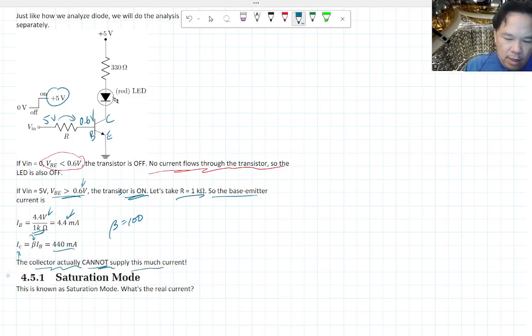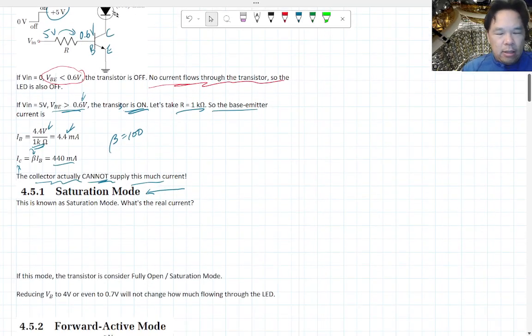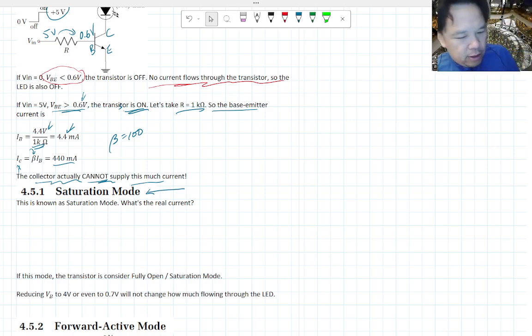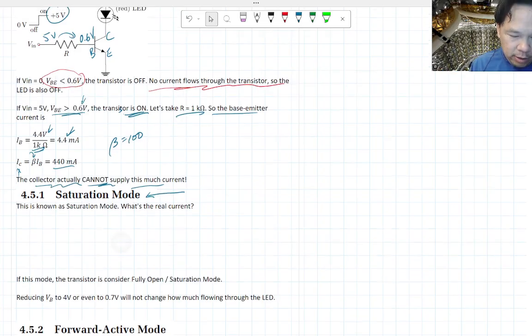In this case, the transistor is functioning in what's called saturation mode, where we're maxing out how much current it can output, and therefore we get the saturation current, not beta times IB. So what is this saturation current? What is the real current that we're going to get? We can do a little analysis here.